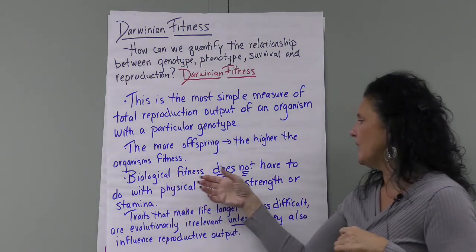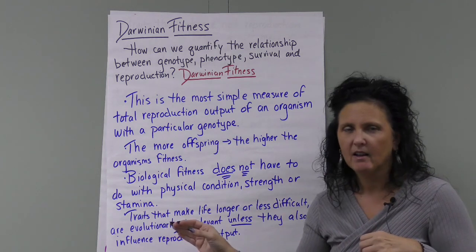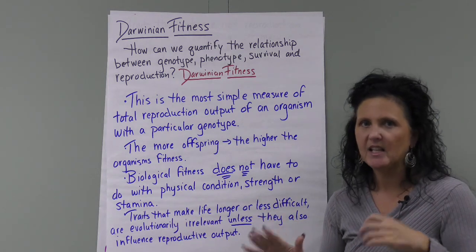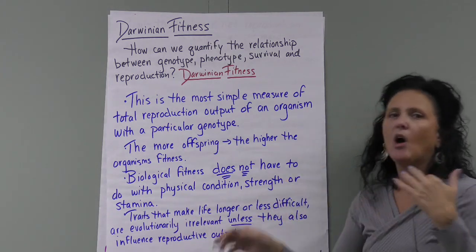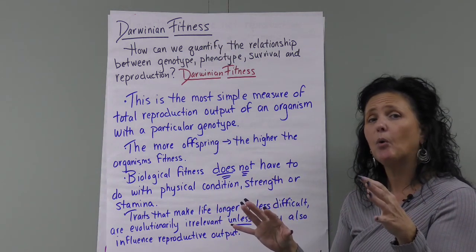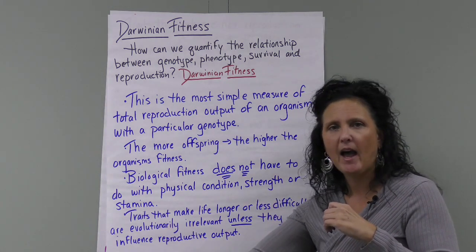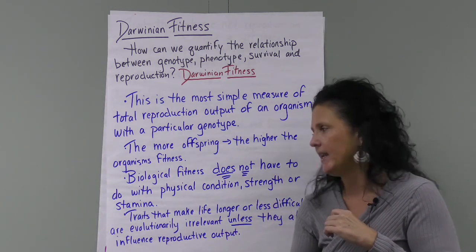So biological fitness does not have to do with physical condition, strength, or stamina. No, that's not biological fitness. That's physical fitness. How long you can go, how far you can jump, how long you can run, blood pressure, all of those things that we've talked about before. No. Biological fitness: how many offspring do you have? How high is your reproductive rate?